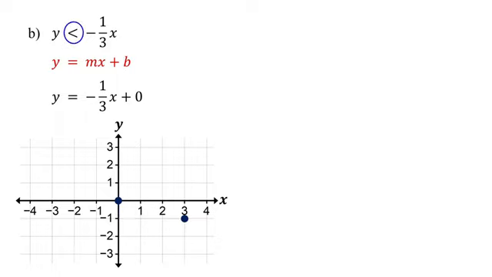Since the inequality is strictly less than, use a dashed line, which means points on the line are not part of the solution. The next step is to shade the solution region. Pick a test point that is not on the line. Since (0, 0) is on the line, we can't use it. Instead, let's use the point (1, 1). It's always best to choose a point that is easy to work with.